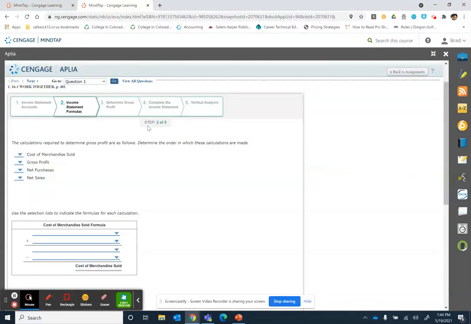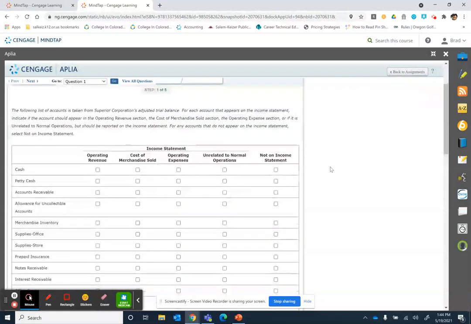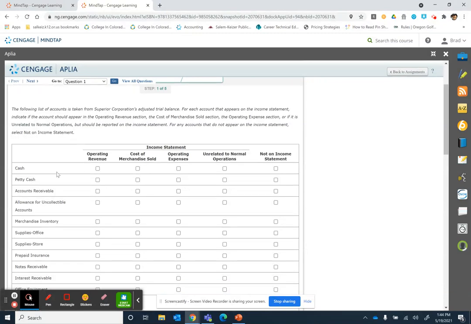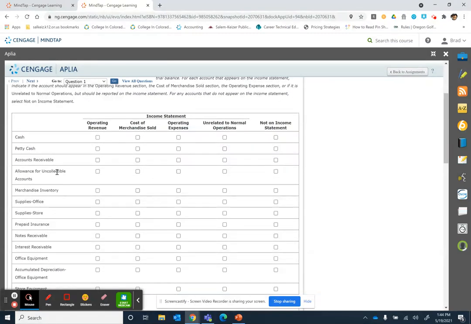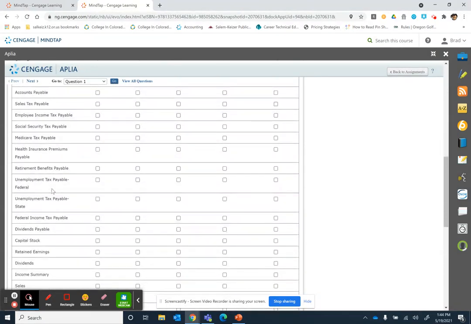In Work Together, there are 5 steps. On the first step, we have to identify the accounts that are going to be included in the income statement. Now, if you remember from the work that we did in the worksheet, we know that the majority of the accounts above income summary are going to be recorded on another financial document.